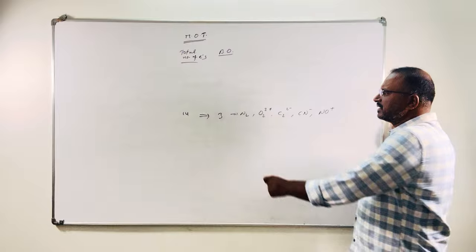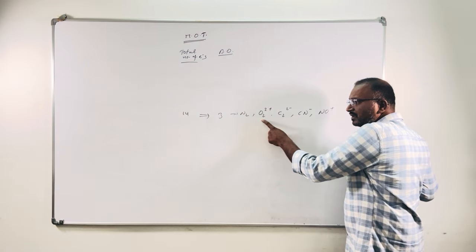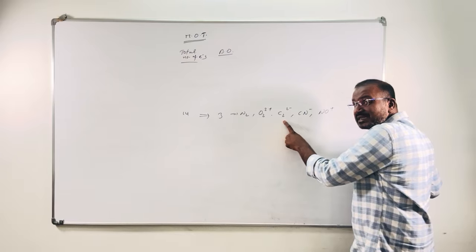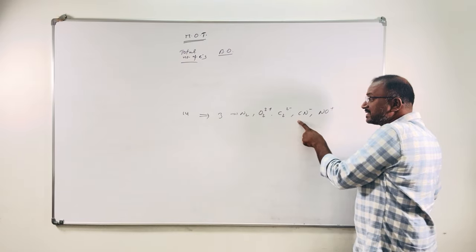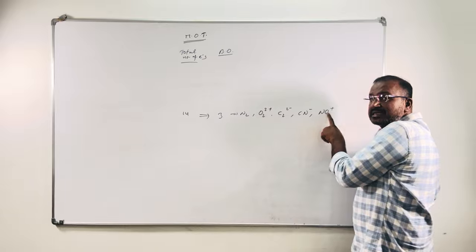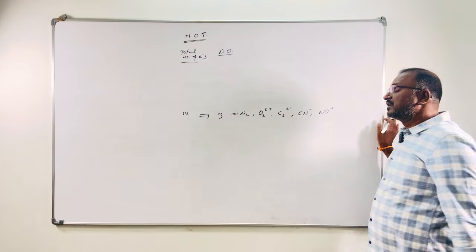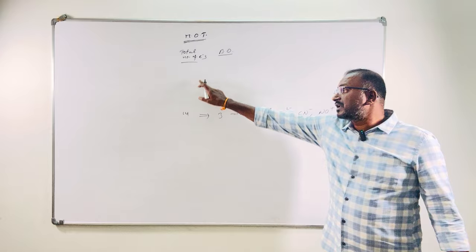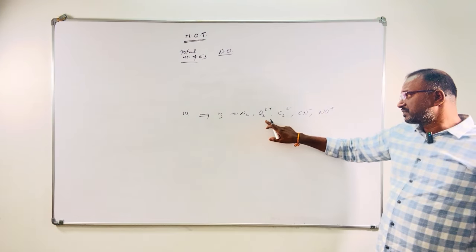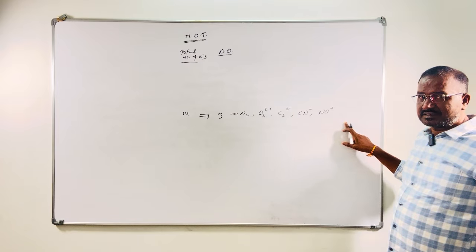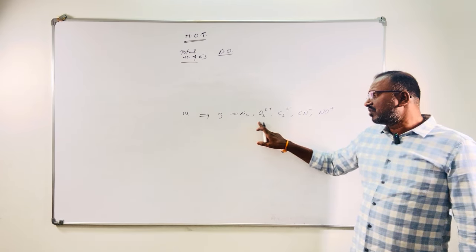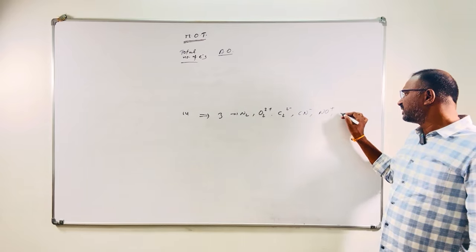You can check here: 7 plus 7 here, 8 plus 8 minus 2 here, 6 plus 6 plus 2 here, 6 plus 7 plus 1 here, 7 plus 8 minus 1 here. You can write total electrons. If you are getting 14, that may be this one. Any one may be present: NO+, CN-, C2 2-. Like that you can check any one.